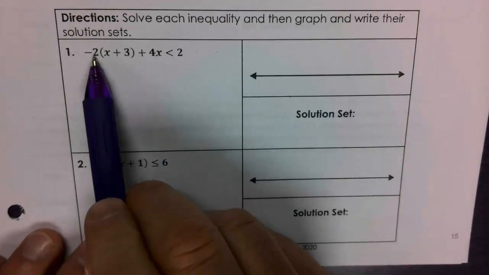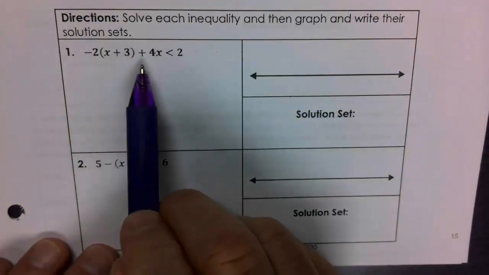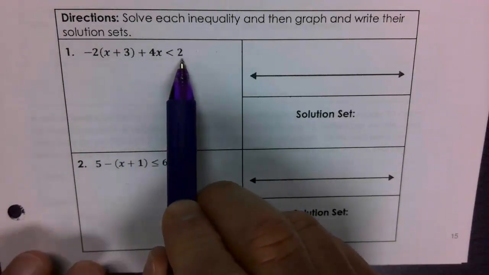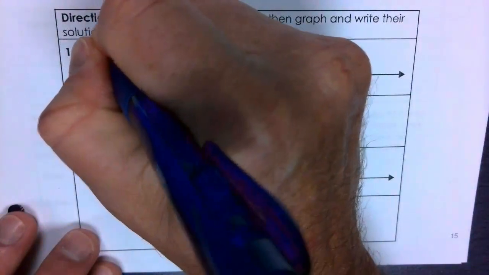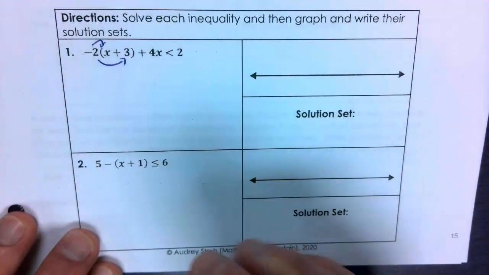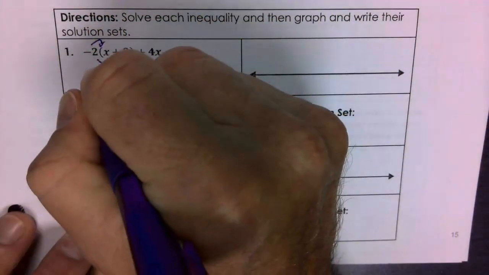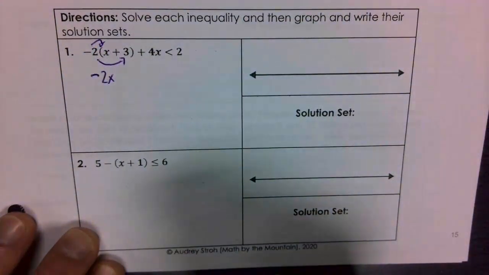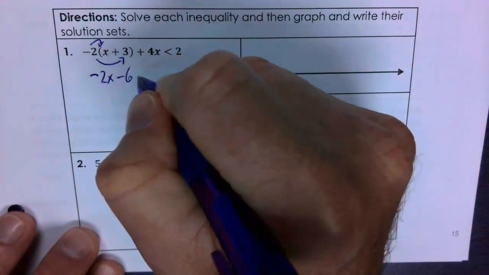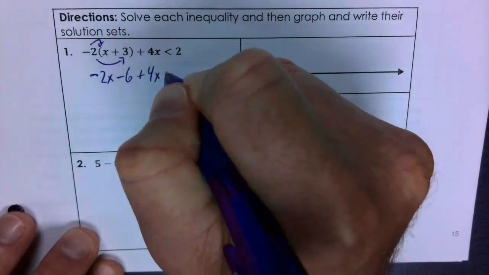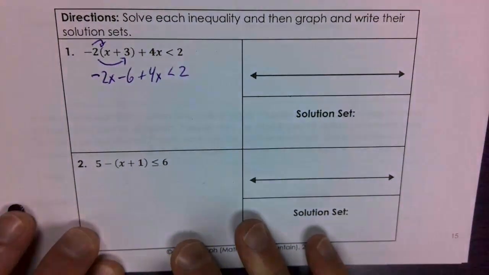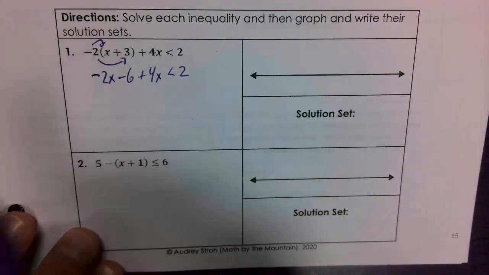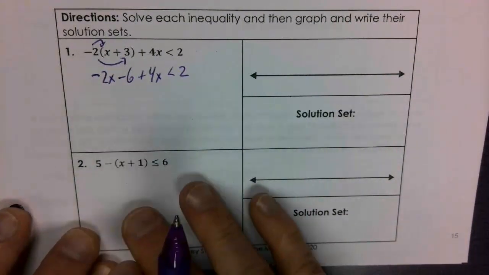I have a -2 on the outside. I have a parentheses. I have a 4x as a term, and then I have a less than sign with the 2. So I need to take care of the parentheses first. So that's going to give me -2x minus 6, and then I'm going to rewrite everything else. So let's look real quick. -2x minus 6 is -2 times a positive 3.